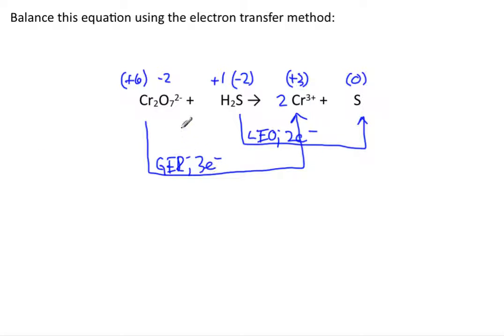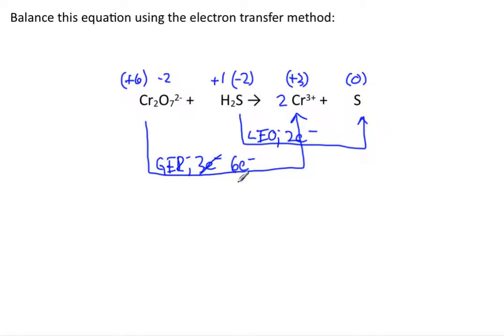And then we change the electron transfer. This is what's important. Each chromium gains 3 electrons. Therefore, if I have 2 chromium atoms, I've gained a total of 6 electrons. Again, total electron transfer. That's what that is implying. So 2 atoms require 6 electrons in total. So balance by mass, change the amount of electron transfer.